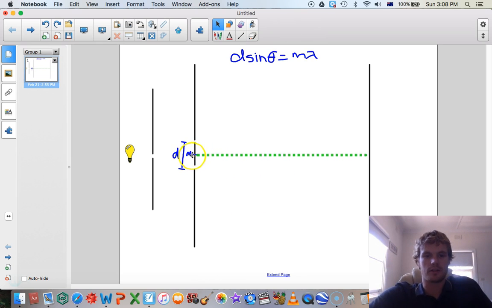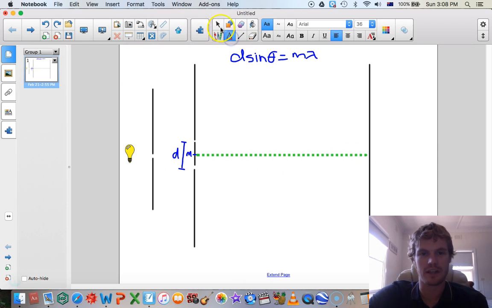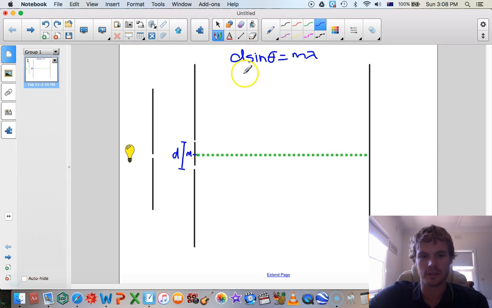Okay, so if I travel from M directly opposite onto the screen there, I'm going to have a point that I'm going to call P0. So that's our central maximum.